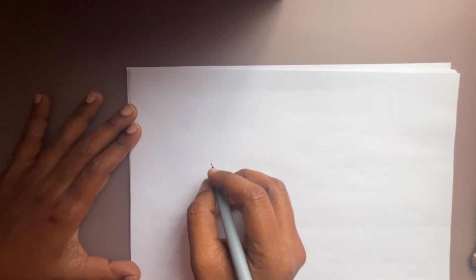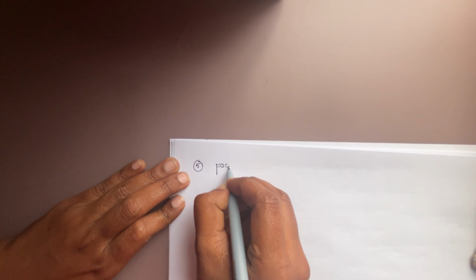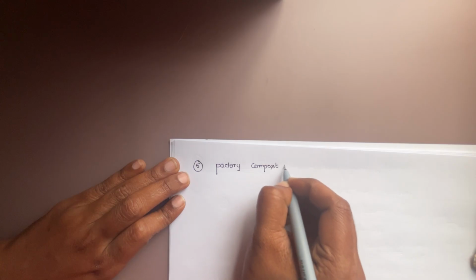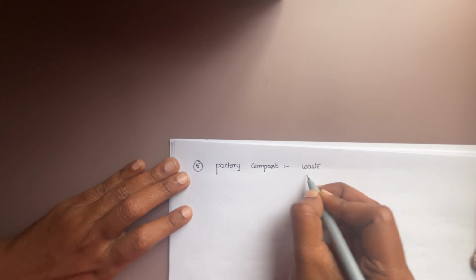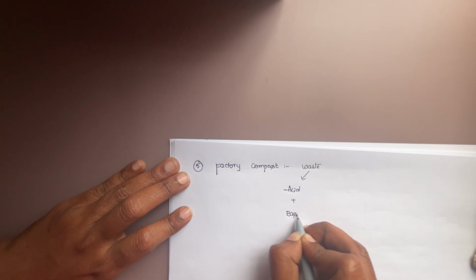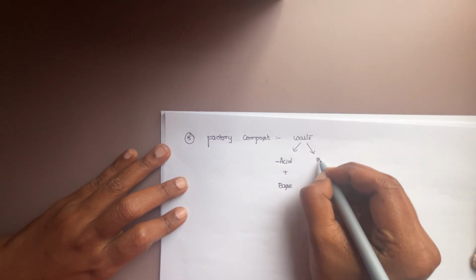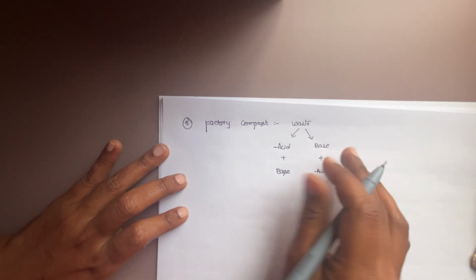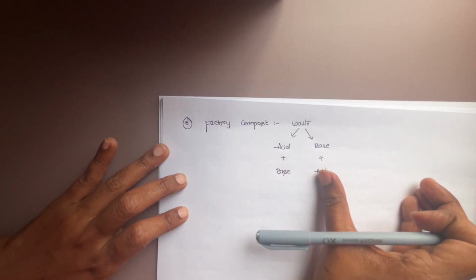Now we have just two more small examples. That is factory wastages. We have factory compost also. From factories, many types of wastages are produced. If the waste is acid, how do we nullify this? By adding a suitable base. If the waste is base in nature, how do we nullify this base effect? By adding acid. Whenever a neutral substance is formed, then we can release it into the environment.